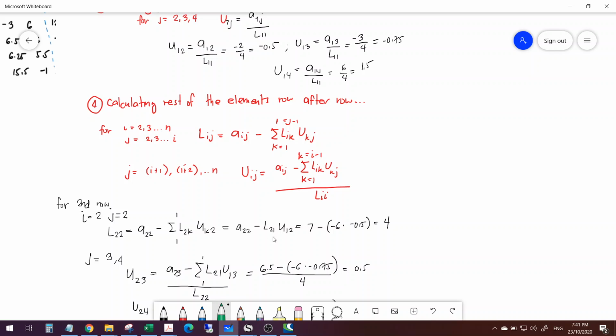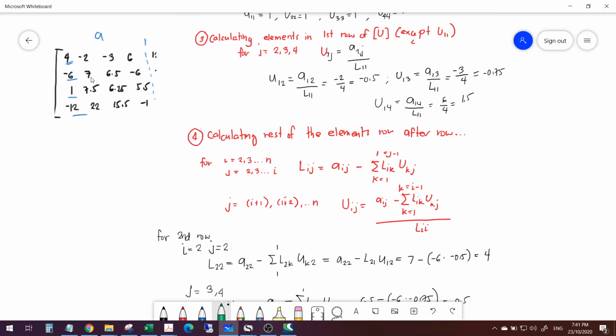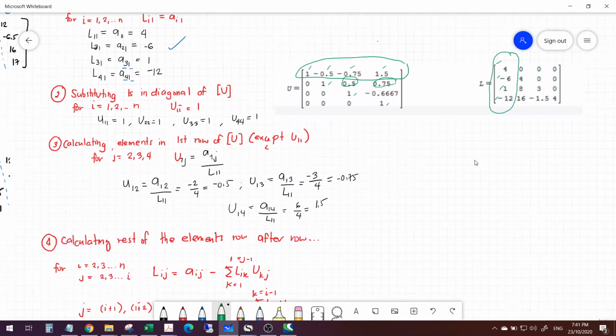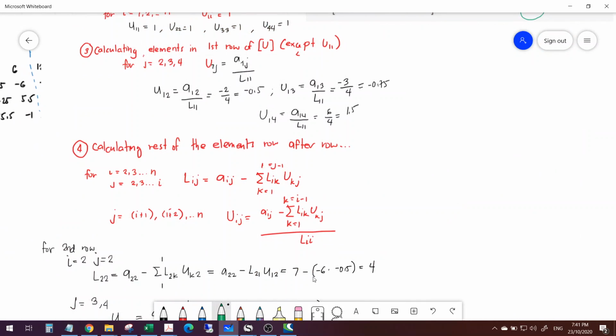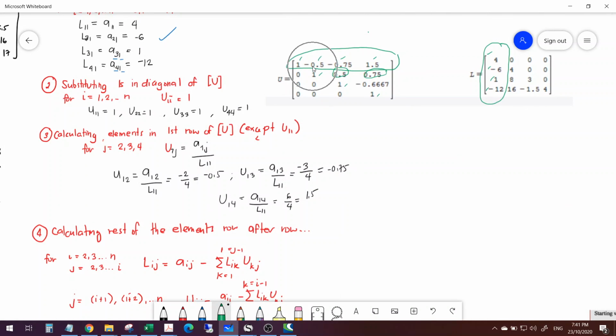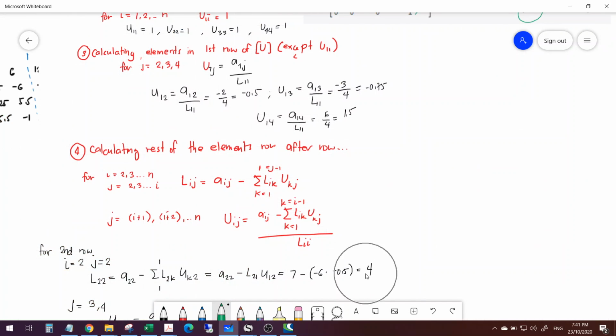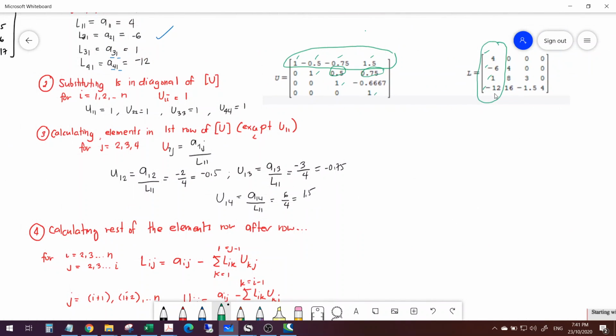Then substitute the values. A22 is 7, if you refer here, minus L21. Our L21, second row, first element, is -6, times U12. Our U12 is this, -0.5. So operate that, you have 4. So our L22 is 4. So we now know this, L22 as 4.